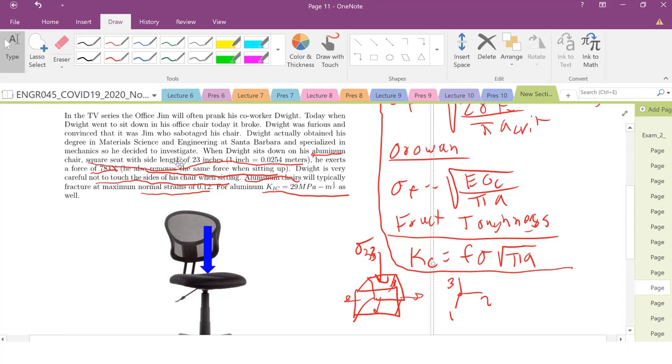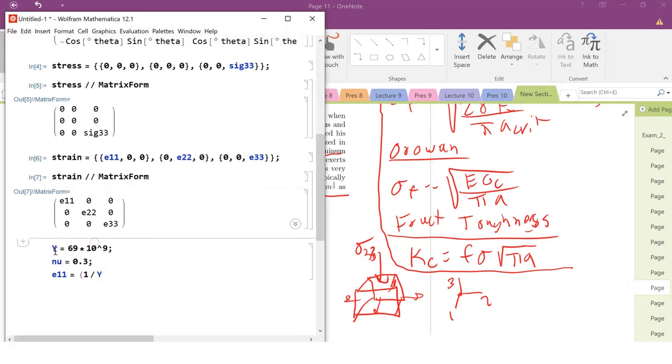The square seat has a side length of 23 inches, with 1 inch equal to 0.0254 meter. So I can define my cross-sectional area, A. For a square, A is just going to be equal to 23 times 0.0254 to convert that to meters, squared. My force, F, is going to be equal to minus 784. I put the minus sign because, again, we're in compression. Then I know that my sigma 33 is just going to be equal to F over A. So that's it, I can figure out sigma 33.